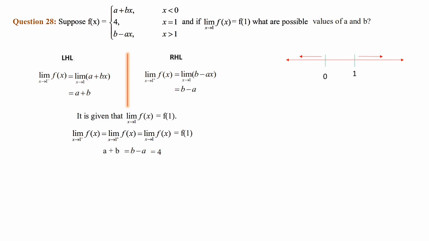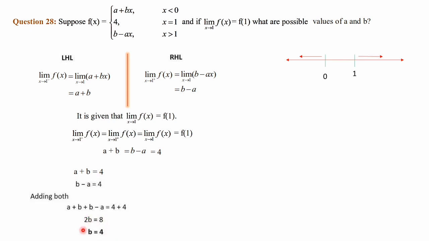From here directly we can write f of 1 is 4. So we can equate a plus b is equal to 4 and b minus a equal to 4. Then we can solve these two equations and we will get the values of a and b. Here directly we can add these two equations, that is a plus b plus b minus a equal to 4 plus 4. When we add these two equations, a and a will be cancelled. So 2b is equal to 8, b is equal to 4.